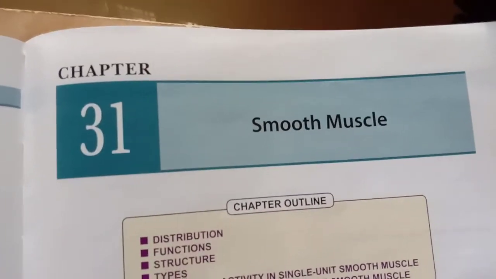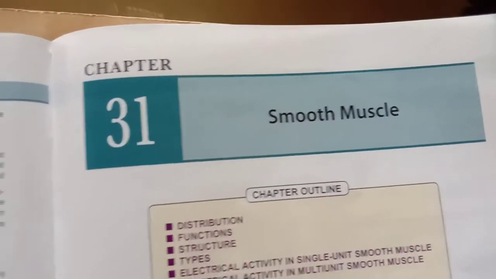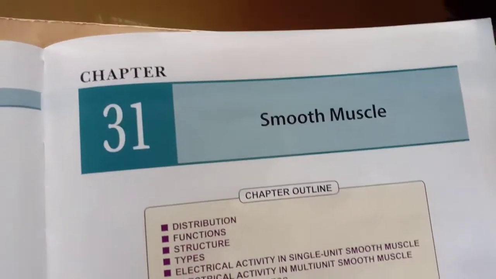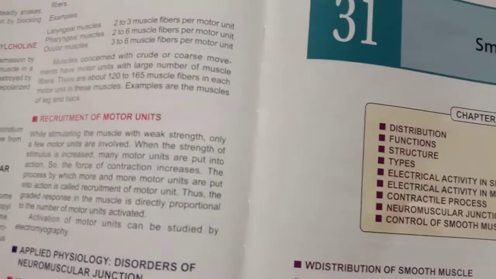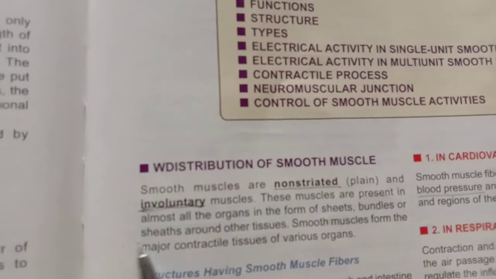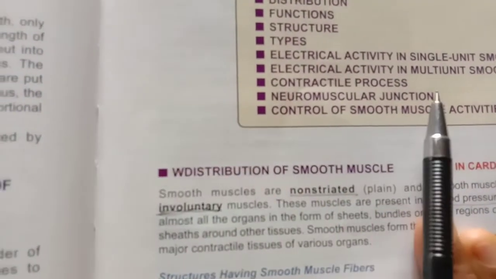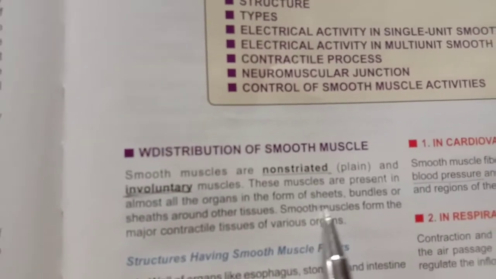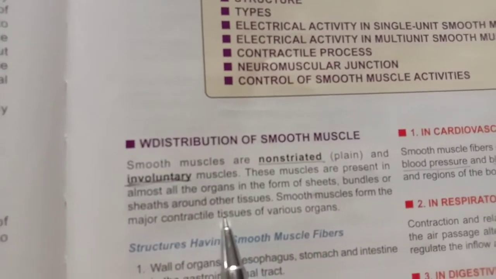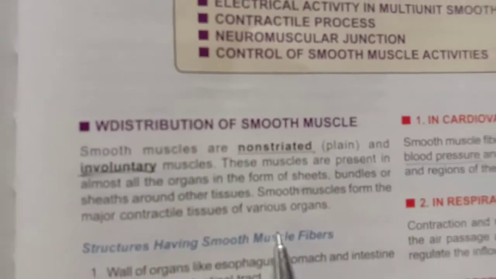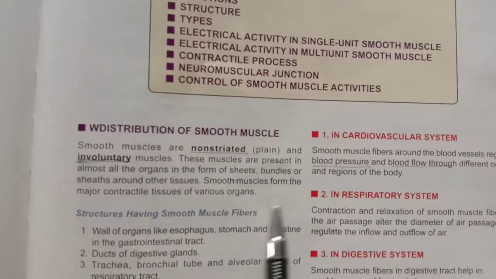Friends, now we are going to learn the chapter on smooth muscle from the physiology chapter of BPT. Smooth muscles are non-striated and involuntary muscles. These muscles are present in almost all organs in the form of sheets, bundles, or sheets around other tissues. Smooth muscles form the major contractile tissues of various organs.